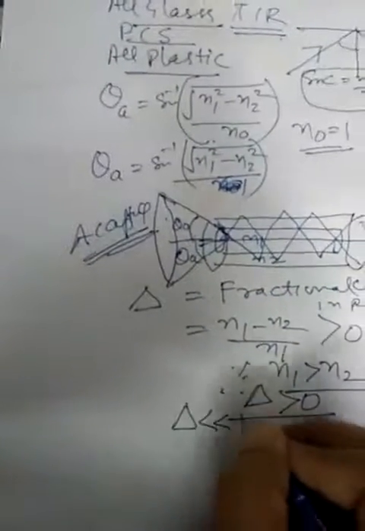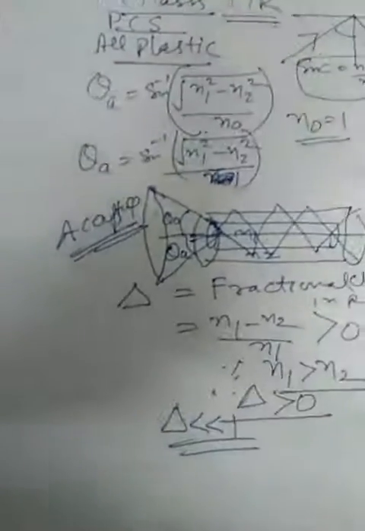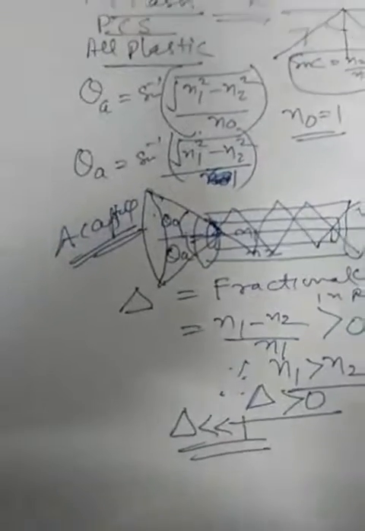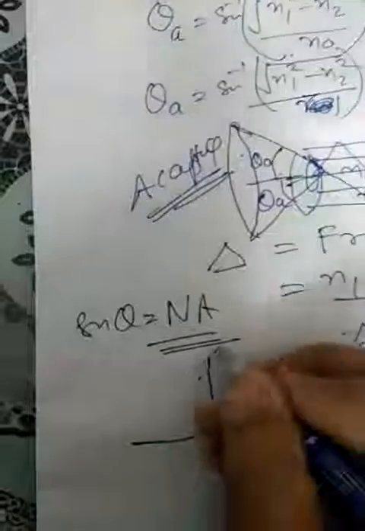But delta should be a small value. For a proper optical fiber, delta should be greater than 0 but much less than 1. The smaller the delta, the better the optical fiber, because even at a smaller angle the light will be accepted into the fiber. And the sine of theta is called the numerical aperture, that is the light gathering ability of the fiber. So for numerical aperture, let us say a triangle is taken. This is theta, this is perpendicular, this is hypotenuse. So sine theta is taken as perpendicular upon hypotenuse.